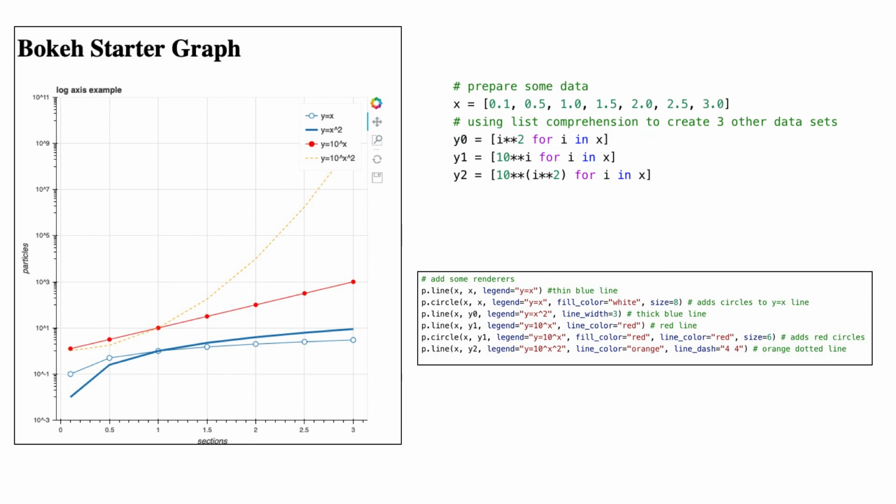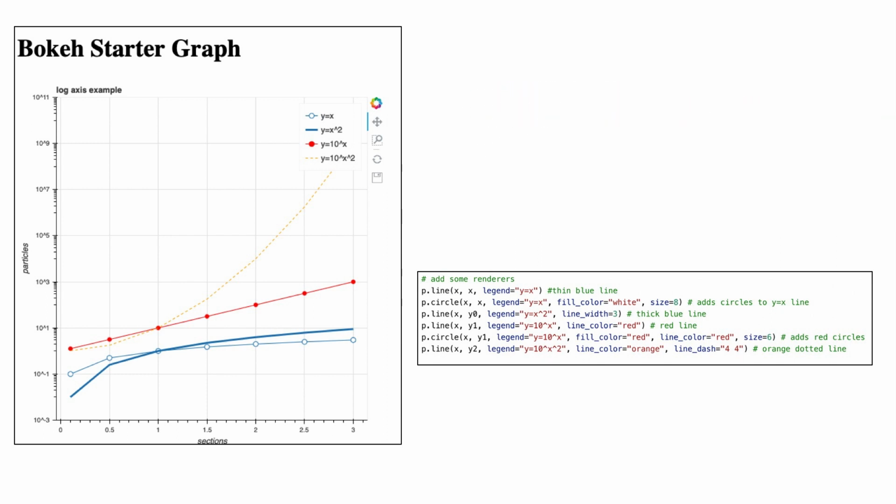So then we're able to take those and do whatever we want with them, render them in such a way. These are called our renderers, right? So the first thing we see is p.line, where we render X against X in terms of our X and Y data. And this is the thin blue line that we see.